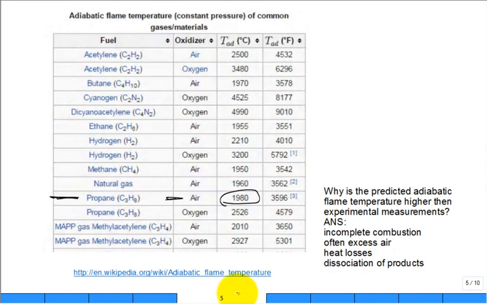Well, but read the textbook. It explains that these are experimentally measured, empirical. They measure it. And we have sometimes some incomplete combustion in the flame. You have some excess air a little bit, but really you do have some radiative heat losses, and you do have some dissociation of products. It doesn't always perfectly go to H2O and CO2. So that's an explanation for the difference.